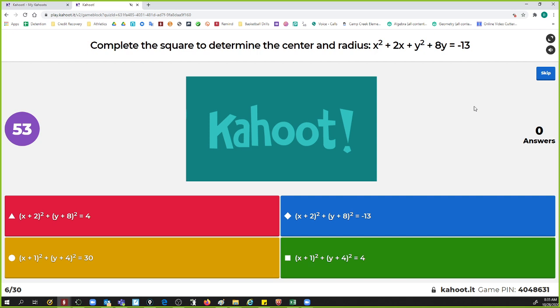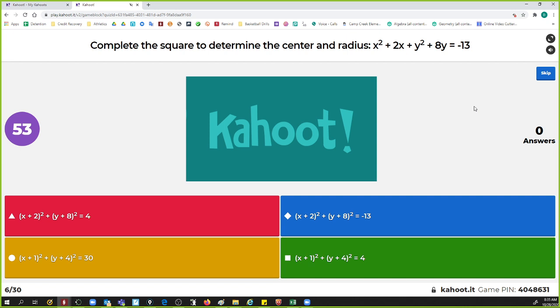All right. So 7 of you got this one right. So I'm gonna just move on to the next one. I'm gonna assume we know how to do this. Cut the 2 in half and square it. That gives you 1. Cut the 8 in half and square it. That gave you 16. So we're adding 17 to the other side. That gives us 4. So we should have a 4 on the other side.